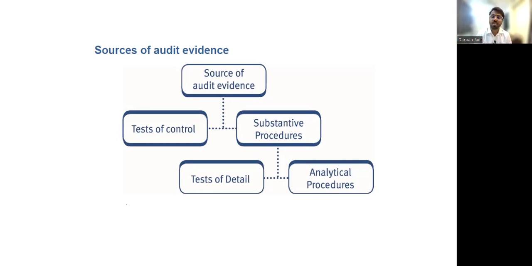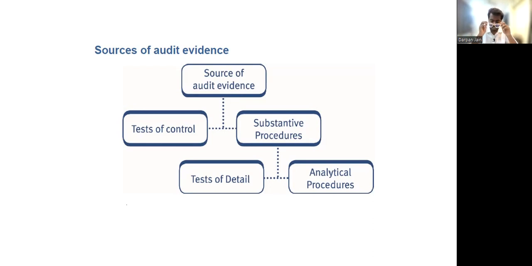Whereas in test of control, what are you doing? You're testing the internal control to see whether that internal control is operating effectively or not. So there, you're not bothered actually about the amount. You're only bothered about whether that control procedure is happening or not, whether that control procedure is correctly being done or not, right? For example, segregation of duties.